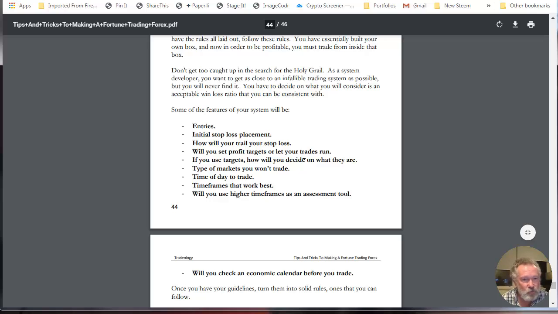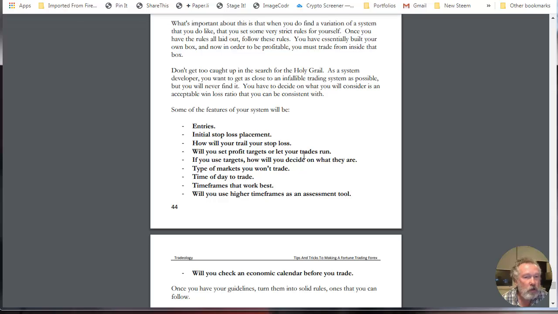Right at the end of the book, on page 44 or 46, it says this is what you need to be successful for forex trading. You need a system that'll tell you what your entries are, where to put your stop losses, how you will move your stop loss as price moves in the direction you want, and how you will set profit targets, if you're going to use targets. Which markets you will not trade in, what time of day to trade, what time frames work best. So you're going to work daily, hourly, 4 hourly, and how do you use higher time frames to manage your assessments of lower time frames, and I'll do that example. And will you check an economic calendar before you trade?